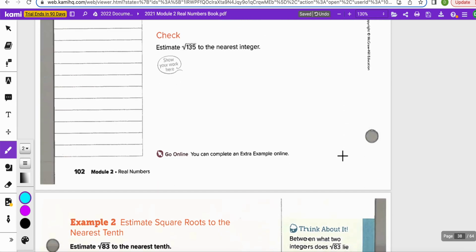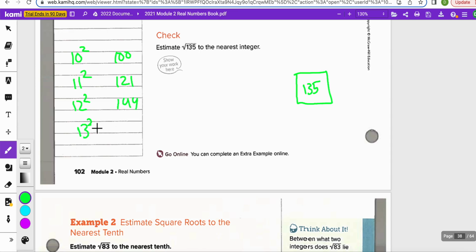Okay, take a look at the check on the bottom. So again, here we have the square root of 135. What you could do here, in fact, you should probably do it, is draw a little square with an area of 135. So over here in the margin, I know 10 squared is 100, 11 squared is 121. Write this down. 12 squared is 144, and 13 squared is 169. So where does 135 fall between? Now you can see it falls between 121 and 144.